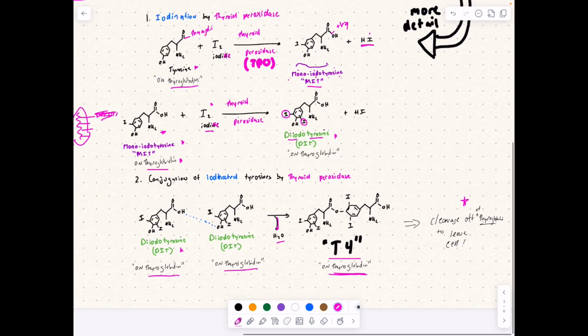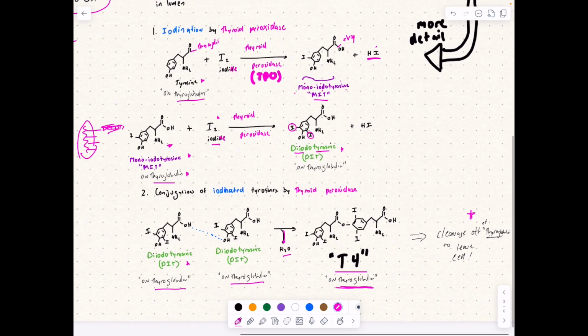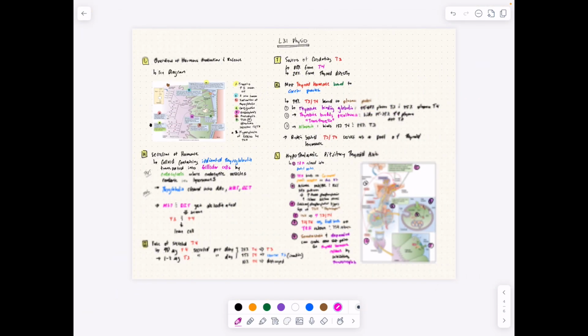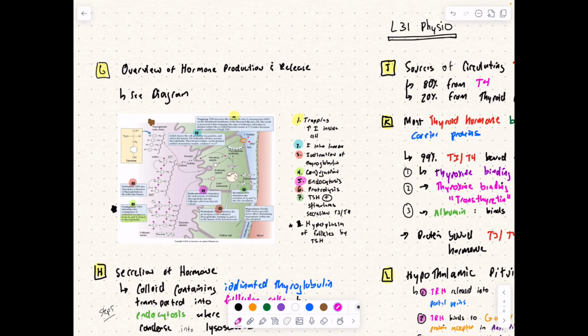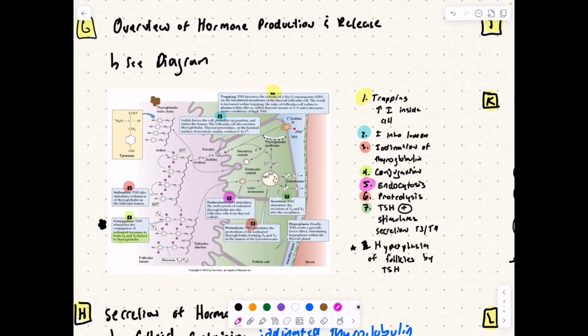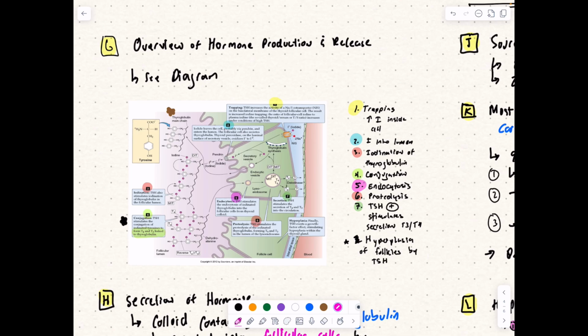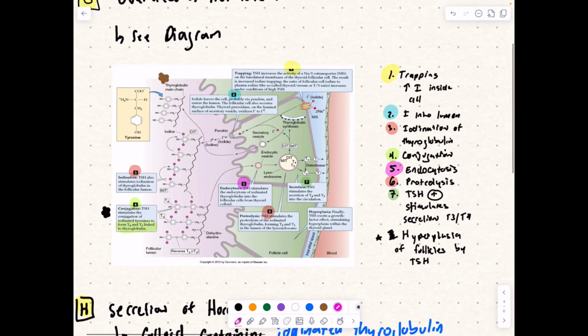And you're like, okay, but what about cleaving off a T3? Is it possible to do that? Yeah, it should be. We didn't go over that in lecture, but you could imagine a monoiodotyrosine plus a diiodotyrosine being conjugated. Okay, so here's exactly what we just described, but in a different diagram.